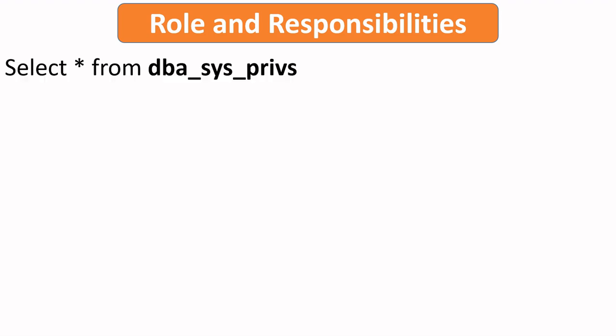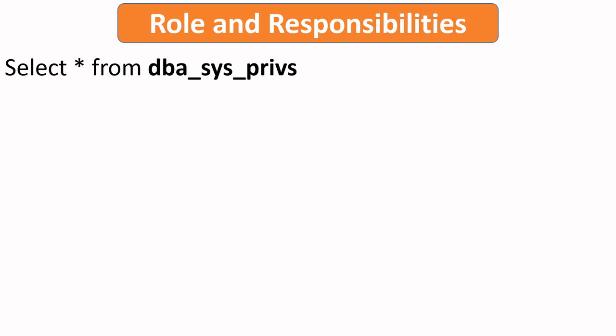Point number two, roles and responsibilities. DBA is the most powerful and privileged user on the database. Make sure DBA roles are periodically, thoroughly monitored and access reviewed to detect malicious activities. Ensure unauthorized users are not granted DBA privileges. Use the following command to find out what users have DBA privileges.